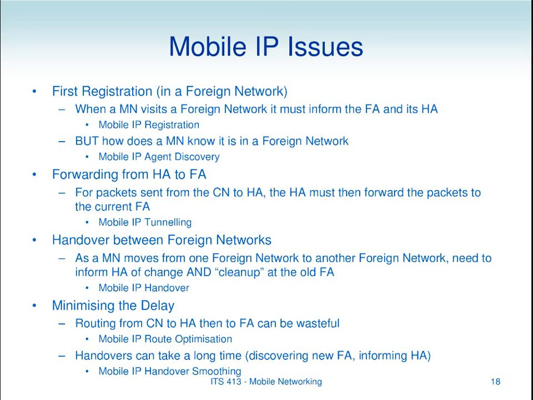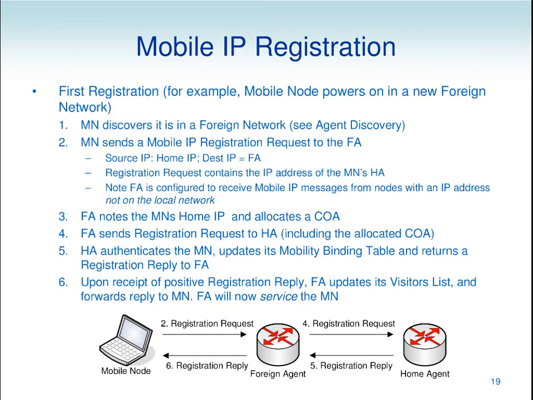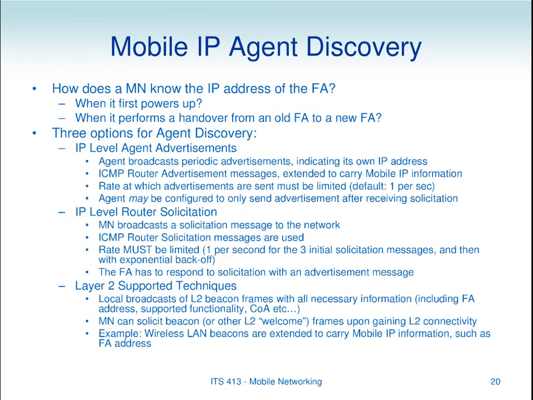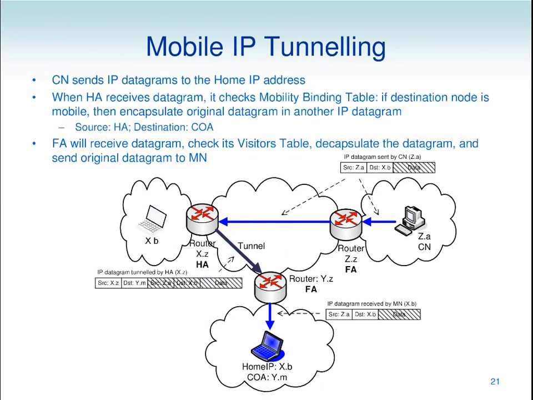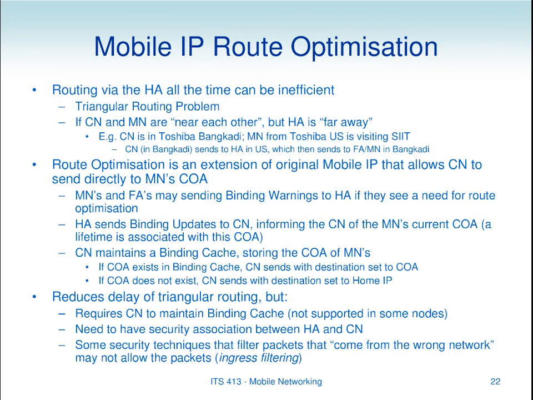So discovery, registration, and tunneling are the main techniques that we've looked at. There are techniques to improve the performance, to minimize the delay, called route optimization, things like handover smoothing. So to help reduce the delay in the registration and also the forwarding and tunneling. We've gone through registration, agent discovery, and tunneling. This is a more general slide, but I think the detailed example is a better illustration. And we will not cover how route optimization works.